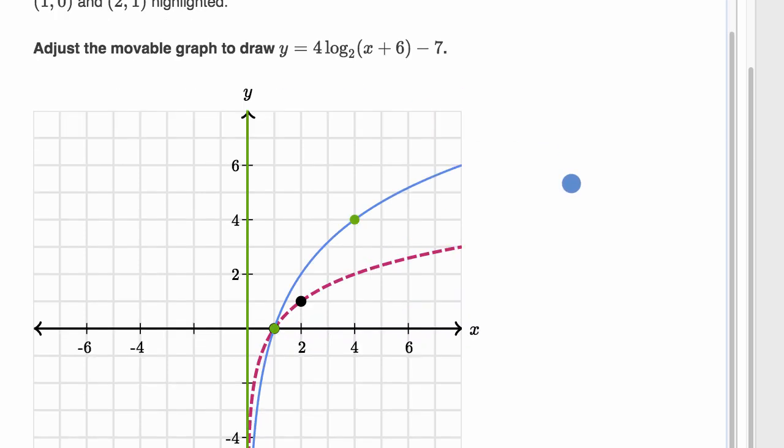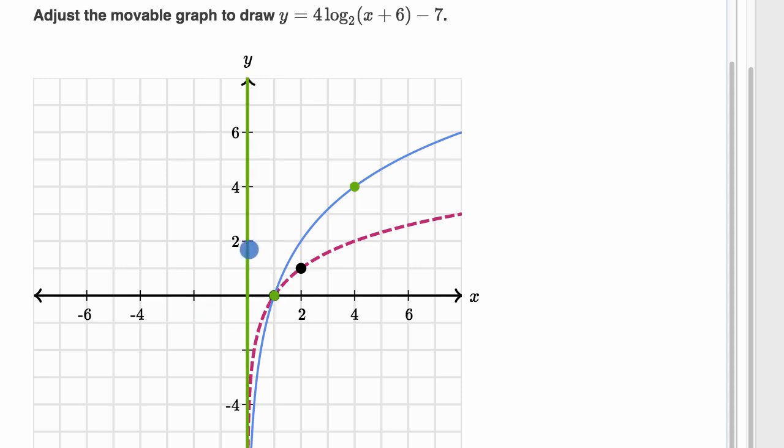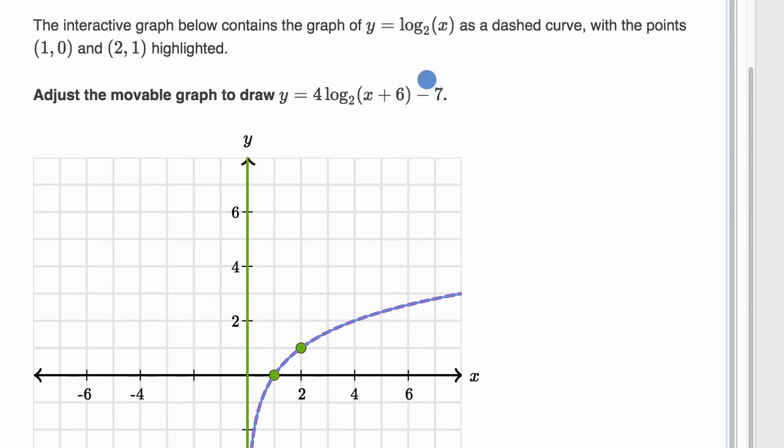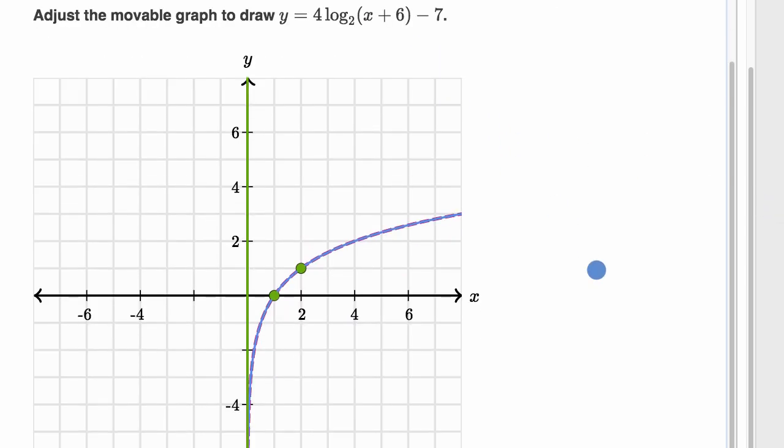And on this tool right over here, what we can do is we can move this vertical asymptote around. So that's one thing we can move. And then we can also move 2 of these points. So where we're starting is we are starting right over there. And that was just the graph of y is equal to log base 2 of x. So let's just do these transformations one at a time.